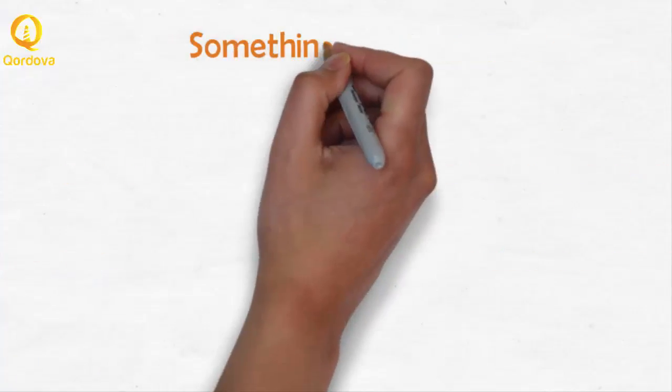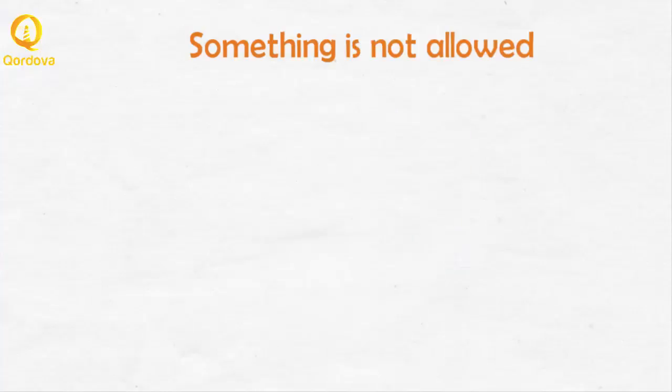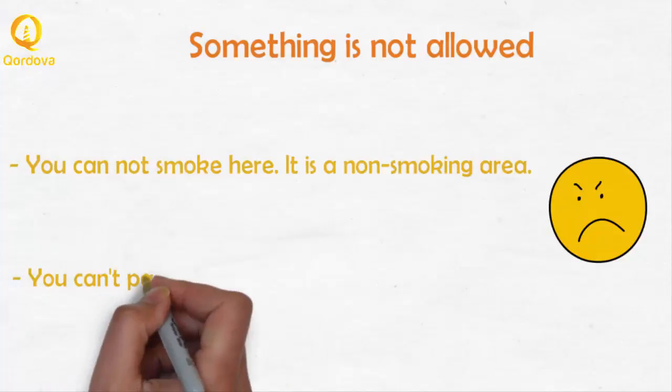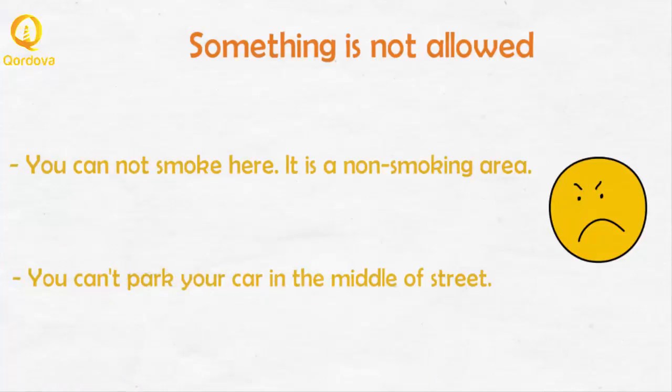If you want to say that something is not allowed, you can also use them. For example, you cannot smoke here. It's a non-smoking area. You can't park your car at the middle of the street.